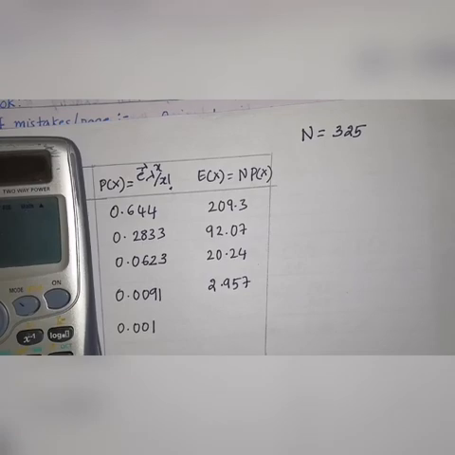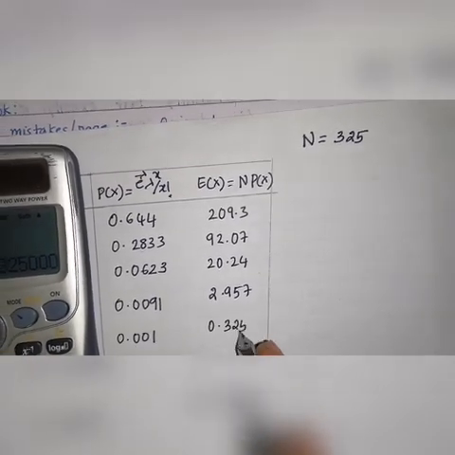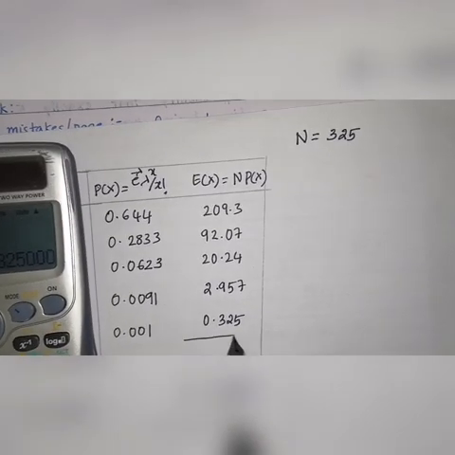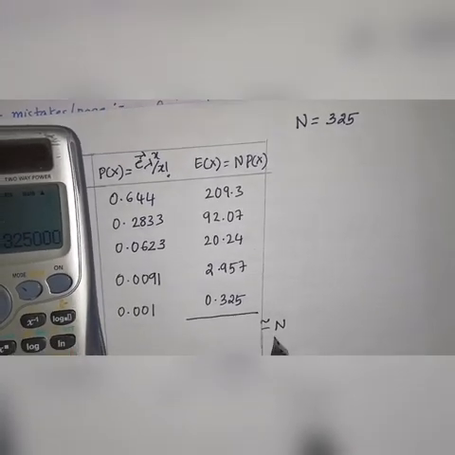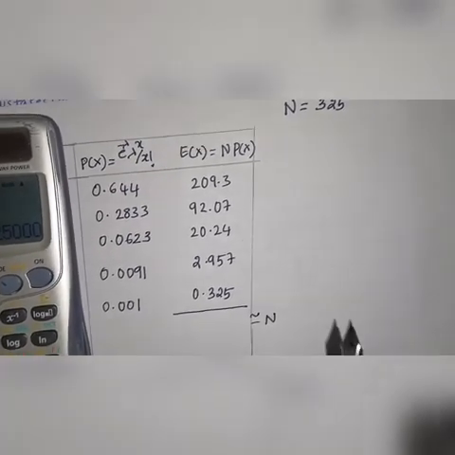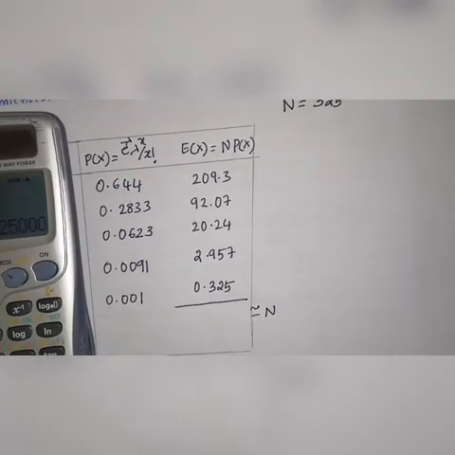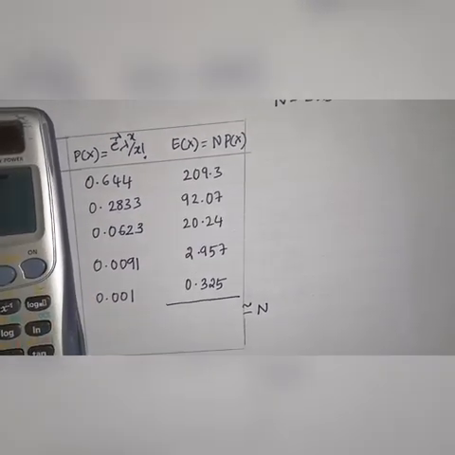325 into 0.001, which is equal to 0.325. Now let us find the total of these values, which should be approximately equal to n. If this is equal, then that means we have fit the given data distribution into a Poisson distribution. Let us calculate and see.